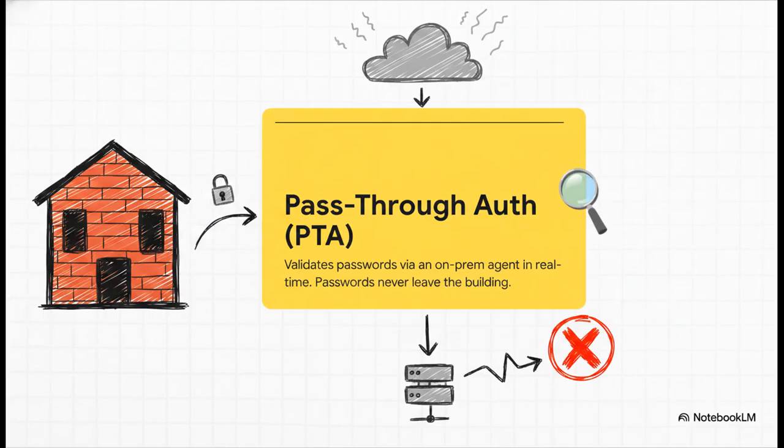Then we have option 2, pass-through authentication, or PTA. The core concept here is that the password literally never leaves your building. When a user tries to log in, the cloud passes the request back down to a tiny agent on your network to verify it against Active Directory in real time. PTA sounds absolutely brilliant for strict compliance, but it's actually a massive landmine. If your on-prem server dies, that agent can't answer. And if the agent can't answer, nobody can log into the cloud. You have artificially tied your cloud availability directly to your on-prem availability.